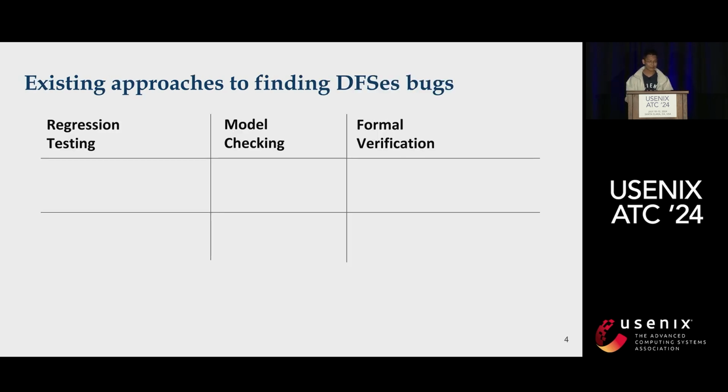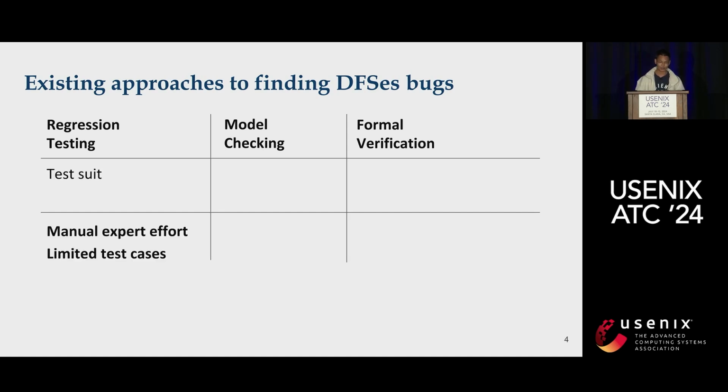There are existing approaches to fight bugs in distributed systems, which are also applicable to distributed file systems. However, all these techniques are not automatic or scalable. For example, regression testing requires users to manually write test cases, which often miss corner cases and thus miss a lot of bugs. While model checking always faces the state exploring problem, even when various reduction techniques are applied.